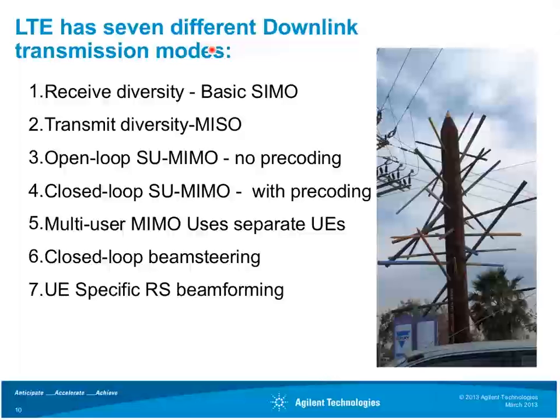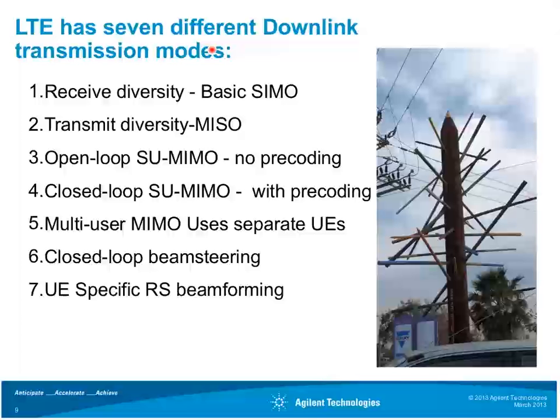Now I'm going to go back to the previous slide here, and I want to talk about transmission mode number 6. This is closed loop beam steering, where the same signal is transmitted into 2 antennas with a phase change that is determined by the feedback from the UE. So closed loop means there's feedback information, and it's used to steer the signal.